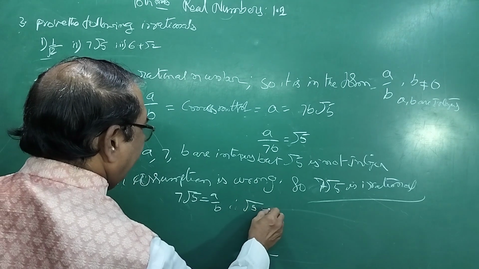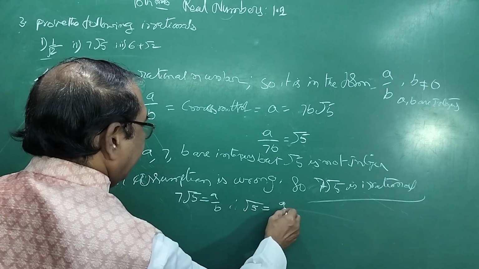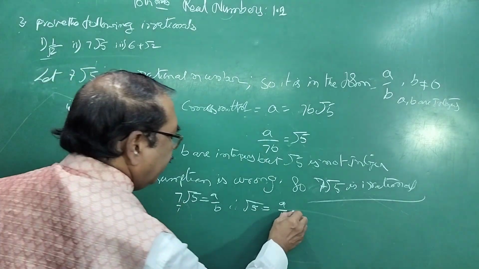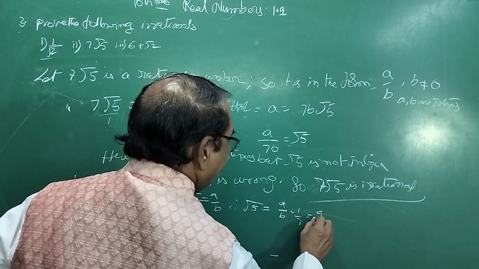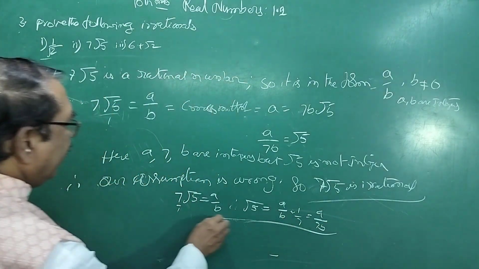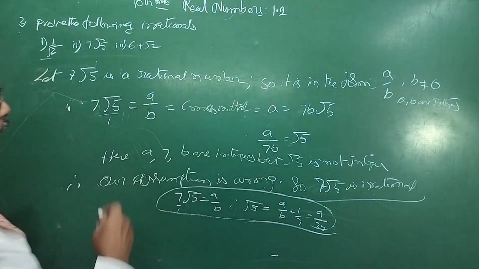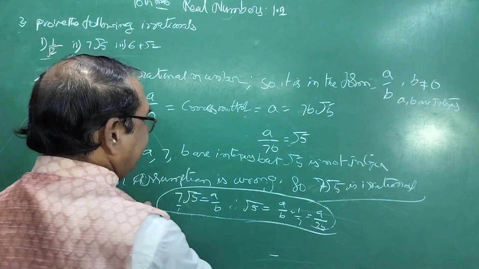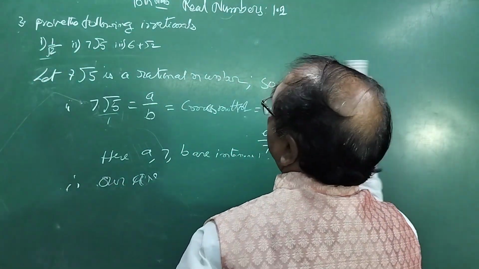Root 5 is equal to A by B. 7 into 7, that means 7 by 1 into 1 by 7, A by 7B. Like that also we can do, whatever may be is correct. You do as you like. Are you able to understand? Yes. Next one, let us see.